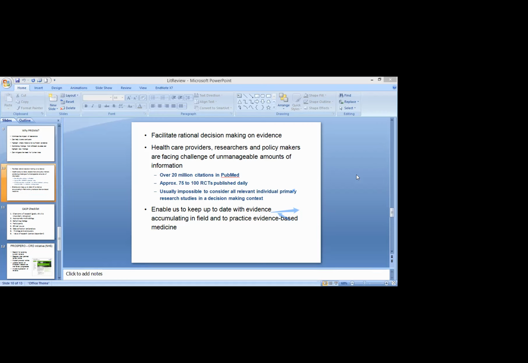Now, what is the role of researchers and universities to create new knowledge? By looking at all these 20 million citations that are already available in PubMed, by reading all those 100 RCTs that are being published daily. And this is the role of universities: to help the policymakers and researchers, to nourish the important evidence-based practices, and enable us to keep up to date with the evidence accumulating in the field and to practice evidence-based medicine. Without the universities, without doing research, we are never able to practice evidence-based practices, right?